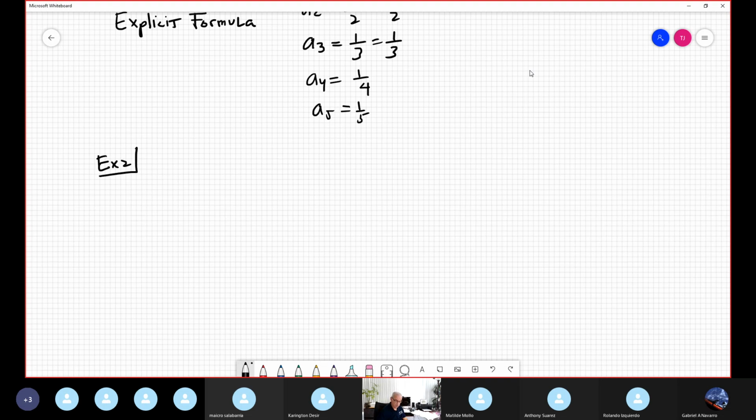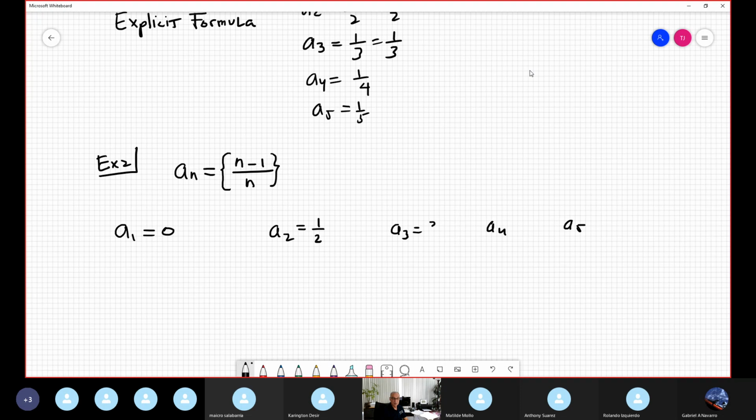Example 2 is A sub n, the explicit formula is n minus 1 over n. Some books enclose it in the curly bracket, some books don't. So you need to find the first elements. I need to find A1, A2, A3, A4, and A5. Substitution, we start from 1. 1 minus 1 is 0. 0 divided by any number is 0. A2 is 1 over 2.